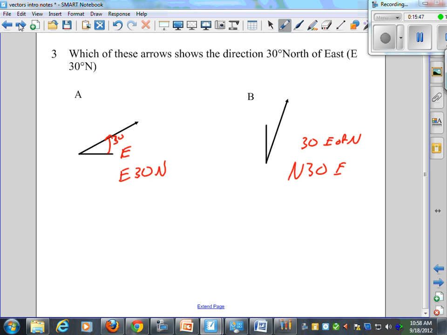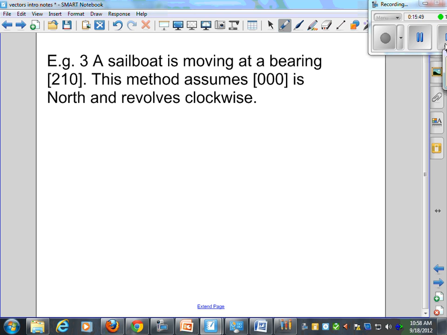Good. Okay, now, there is a third method for talking about directions. This is the actual method used in the real world. When you are flying a plane, or even if you're watching a movie and they talk about flying planes and they say, give what you're heading or what you're bearing, this is what they're talking about. So I've got a sailboat moving at a bearing of 210.